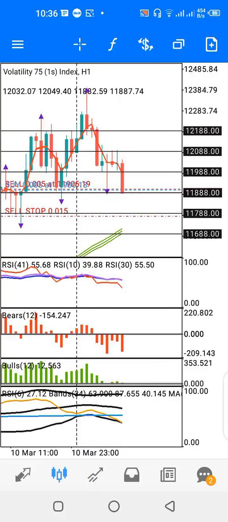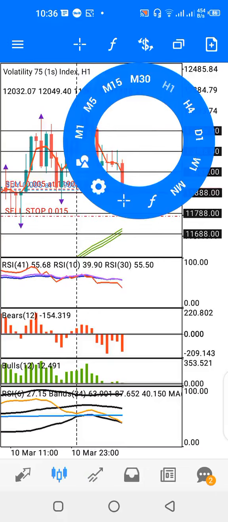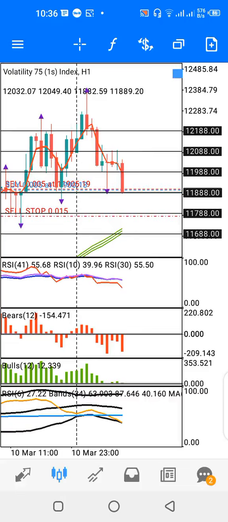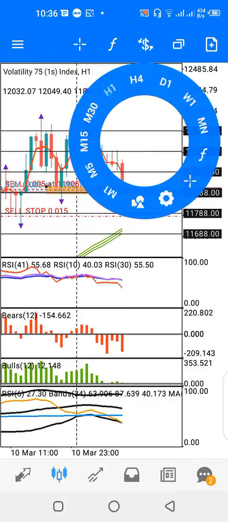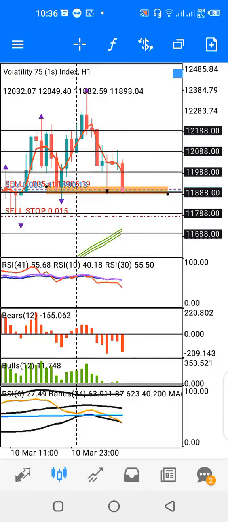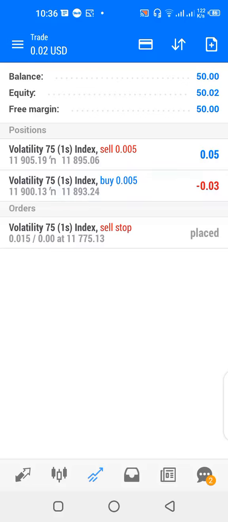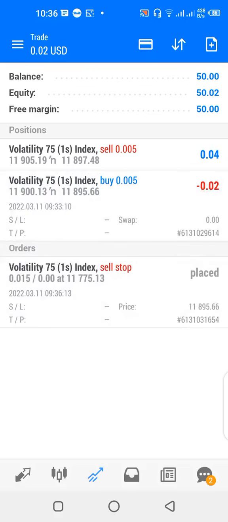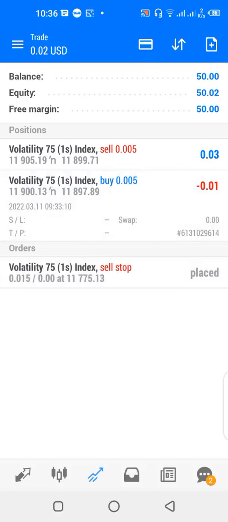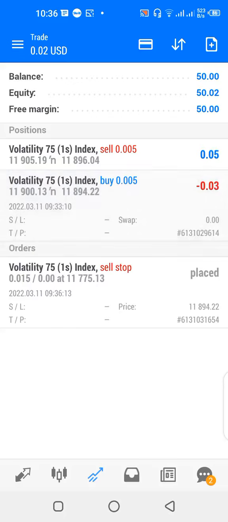Okay, that's my insurance against this. This is where my trades are. Now I just place the sell stop around here to insure my trade against the running buy trade. The running buy trade is 0.005. The sell stop lot size is 0.015. That's 3 times the lot size of this buy trade.